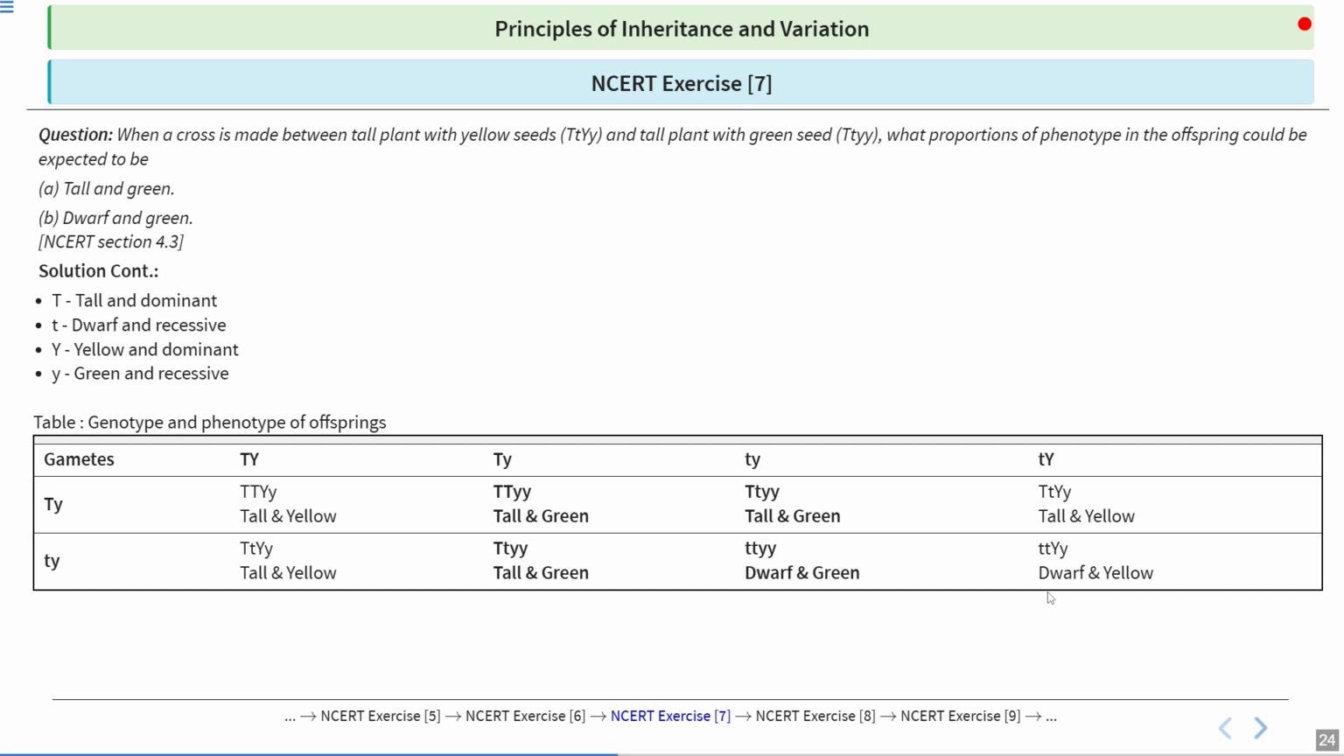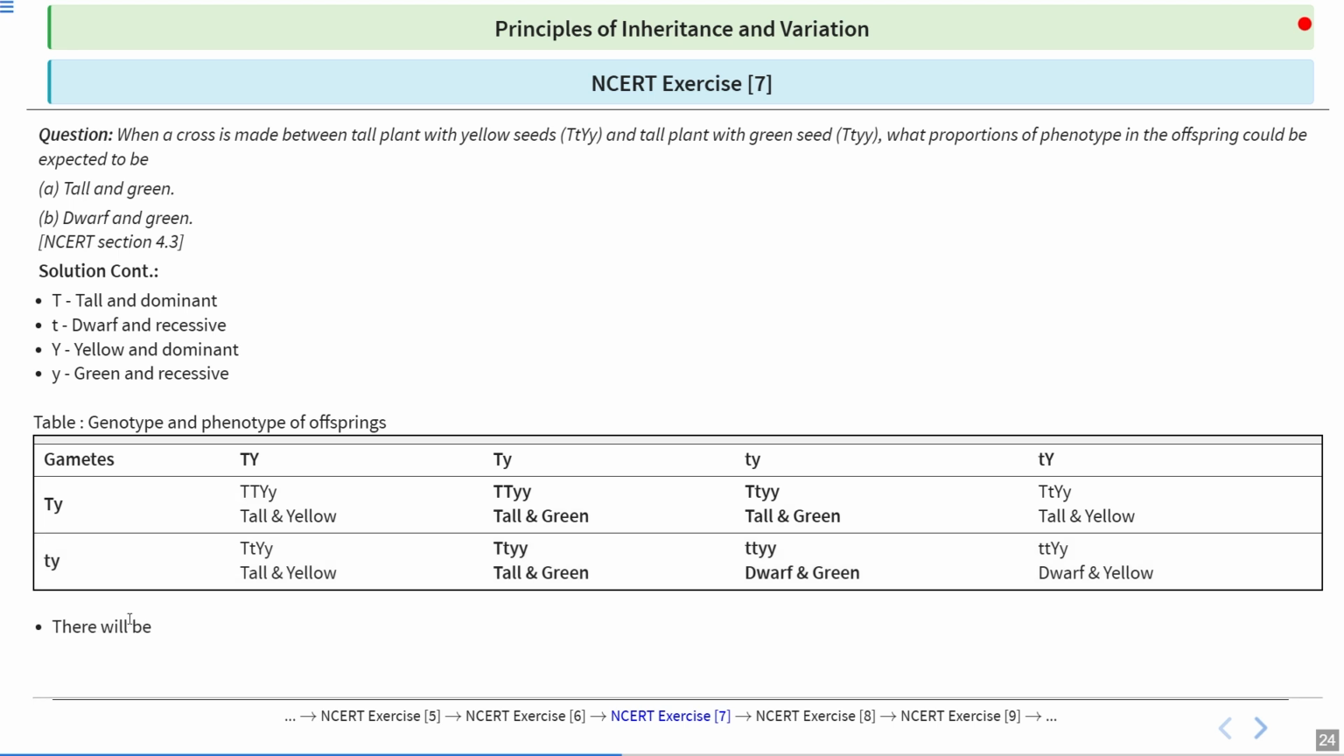So after analyzing this table, what you can see here? How do you make different combinations? This goes with this, then this goes with this, and then this one goes with this. Similarly for the other gametes here.